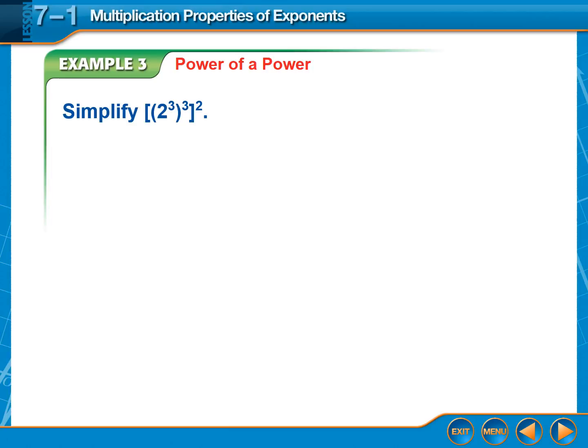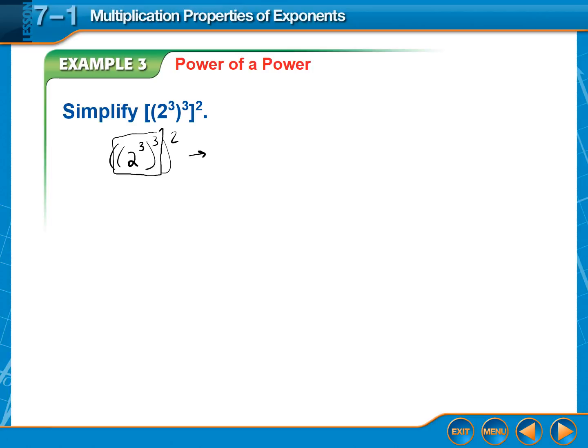And so let's take a look at an example here. I've got 2 to the third raised to the third power and then raised to the second power. So what that tells me is that I've got my base is 2 to the third. It's being raised to the third power and then raised again to the second power. So I'm going to start with just this inside part here. 2 to the third raised to the third power.